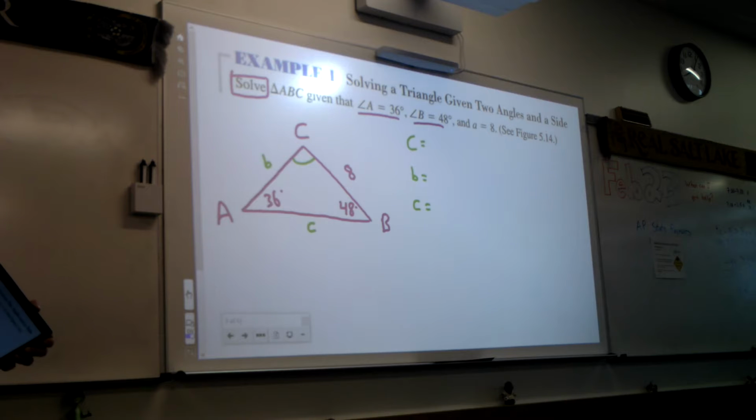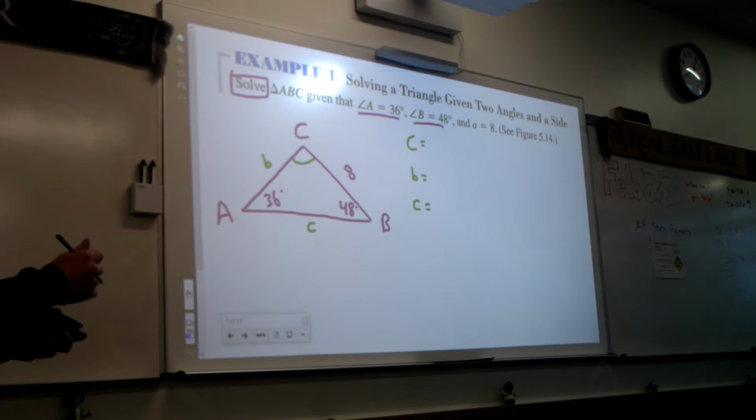Alright, now angle C is actually pretty easy, right? Because we've already talked about how to do that. How do we figure out angle C? We have two of the angles. What do all the angles add up to? So we'll take 180 minus 36 minus 48. Someone's already done that, right? What is it? 96.